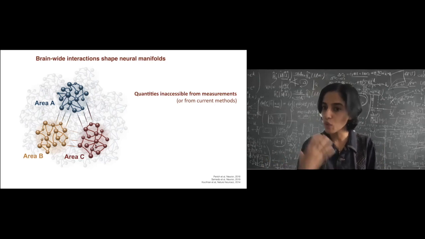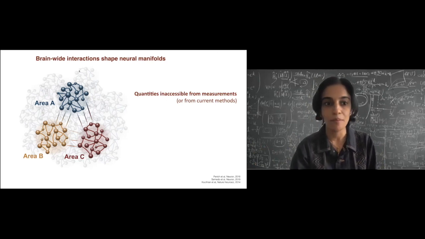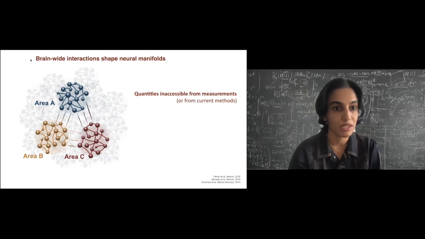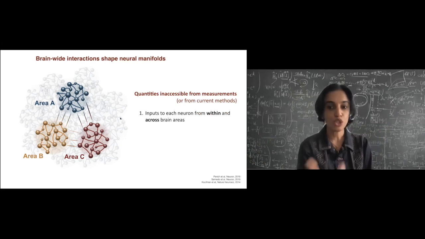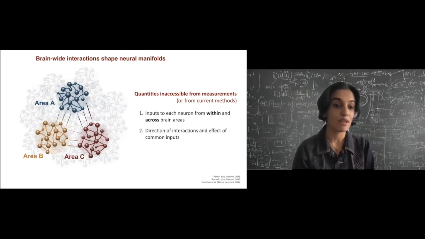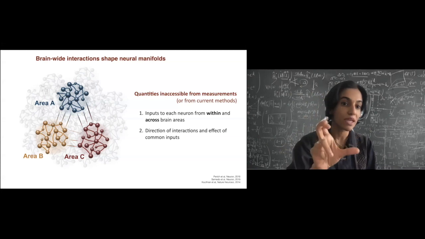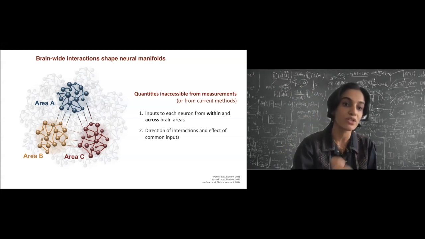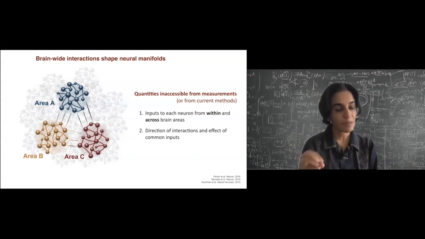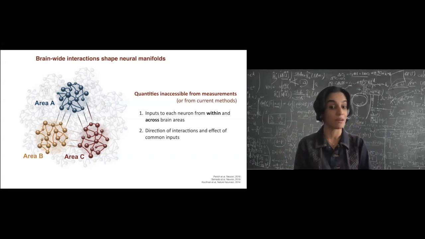And so when people do experimental measurements or look at these low-dimensional representations, there are a few things that are inaccessible from measurements alone. Those things are inputs to each neuron from within and across brain regions, the directionality of these interactions, and effects of common inputs. What I mean by that, in this cartoon, is: are regions A and B reciprocally connected to each other, or is this a unidirectional connection with no feedback projections, for example? Do A and B project to area C, or does C project back to A and B simultaneously, acting as a common input that may correlate the activity of A and B?